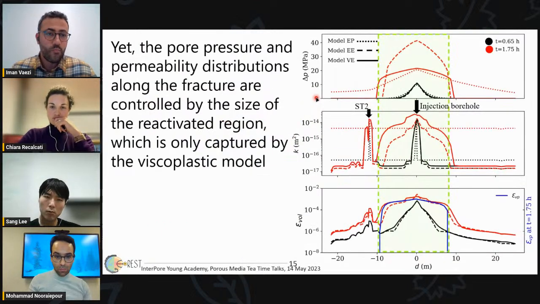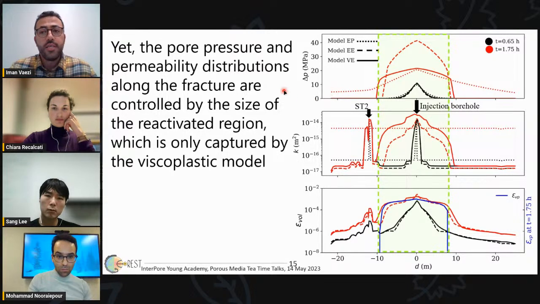The main issue with the first model, the calibrated model, is that fracture permeability is homogeneous in space at any given time.